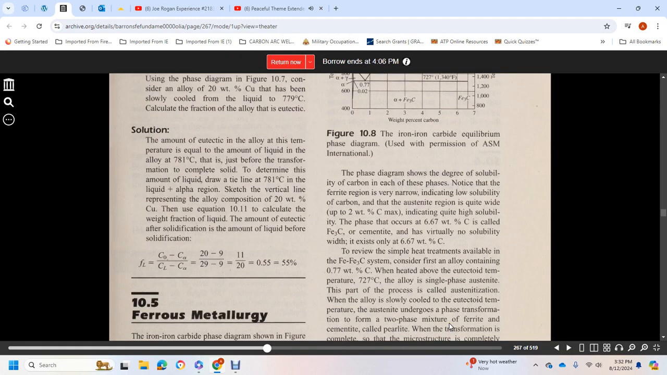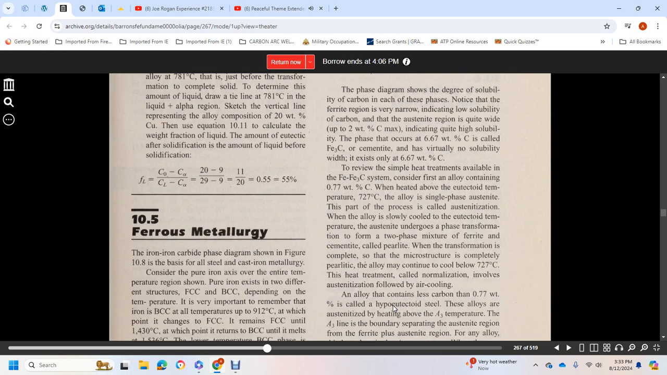The phase diagram shows the degree of solubility of carbon in each of the three phases. Notice that the ferrite region is narrow, indicating low solubility of carbon, while the austenite region is quite wide, up to 2 weight percent carbon maximum, indicating quite high solubility. Another phase occurs at 6.67 weight percent carbon, called iron 3 carbon, or cementite. It has virtually no solubility and exists only at 6.67 weight percent carbon.